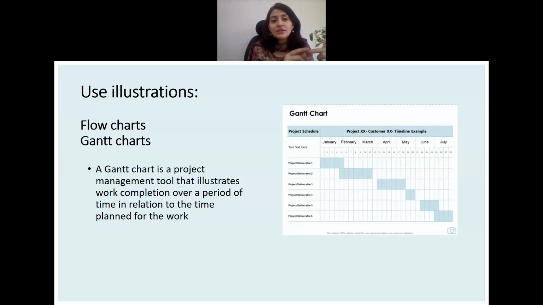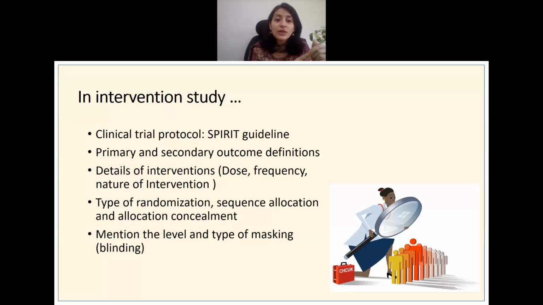Now, in case of interventional studies, it's a good idea to follow certain guidelines when you're writing your proposals. For example, in clinical trials, we have the SPIRIT guidelines. Here it is best to mention the primary and secondary outcome definitions along with the details of interventions which you're planning, and the type of randomization, sequence allocation, and allocation concealment. And you should also talk about what type and level of masking you're going to do in case of your trials.